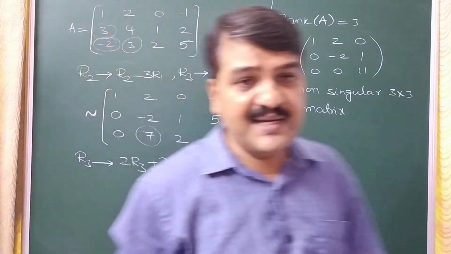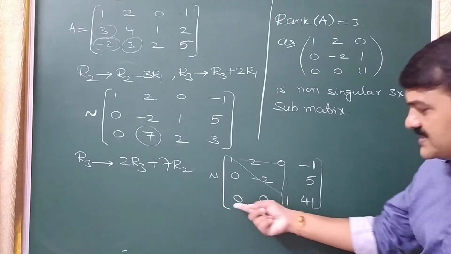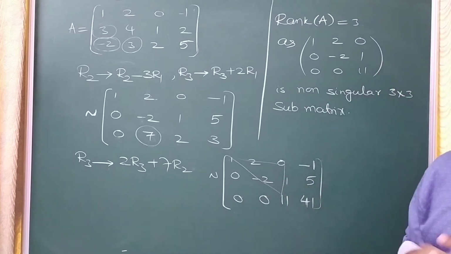You try to get 0 in this place, you will not get. This complete row is never going to be 0.